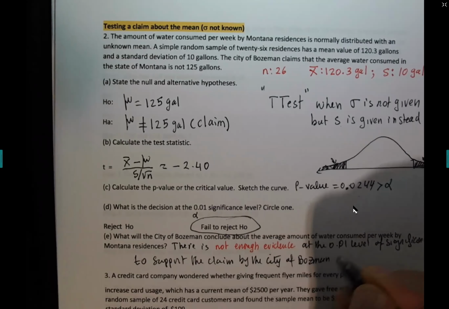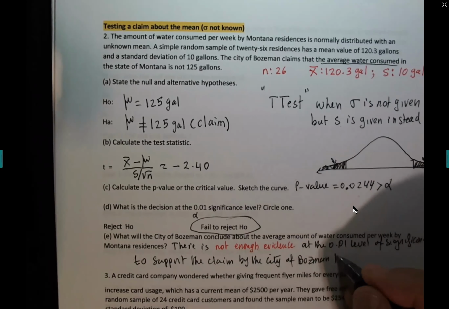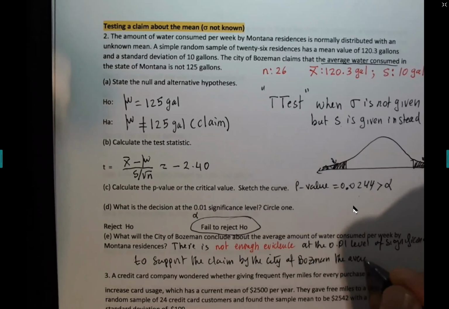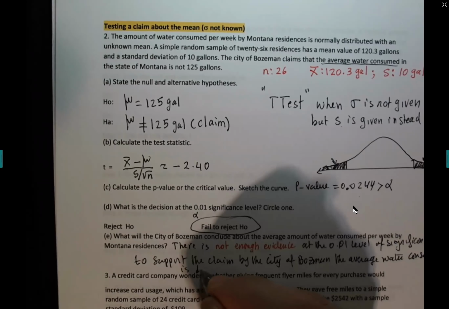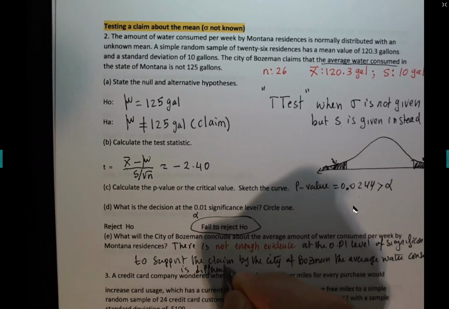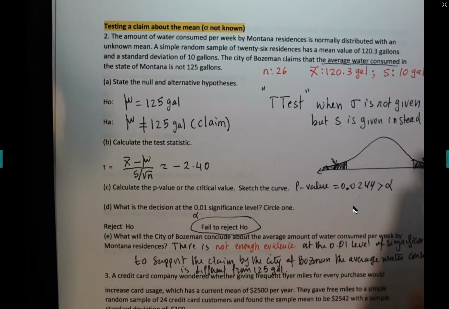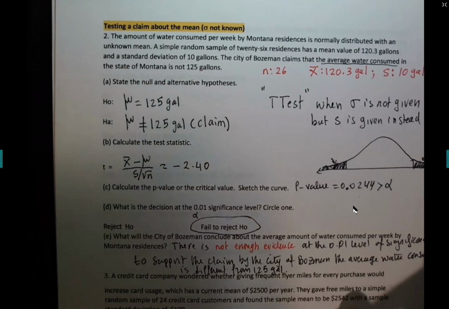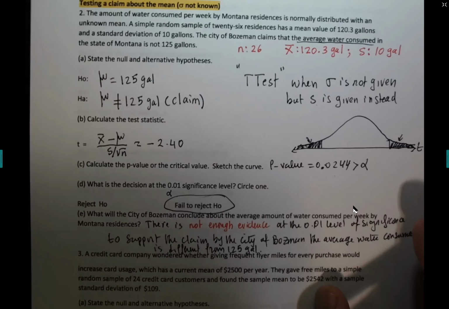And what do they say? You just copy it, guys. Copy it and paste it, that the average water consumed is different from 125 gallons. We cannot support their claim. So maybe their claim is not valid, guys. That's what we concluded. Any questions?